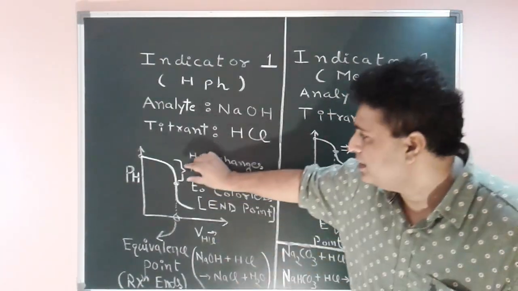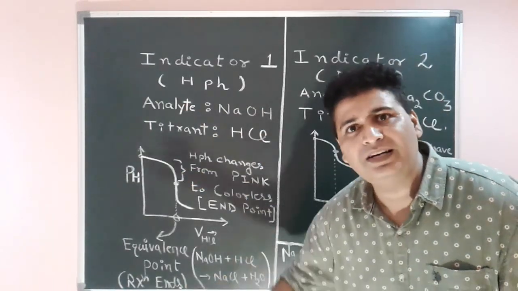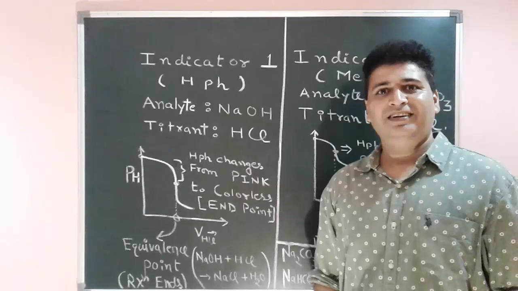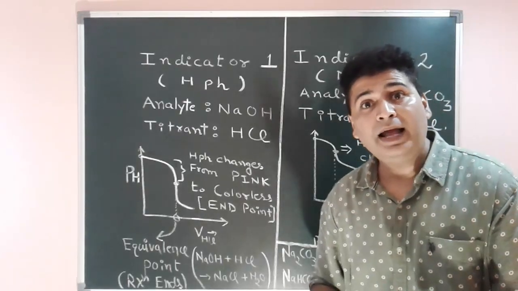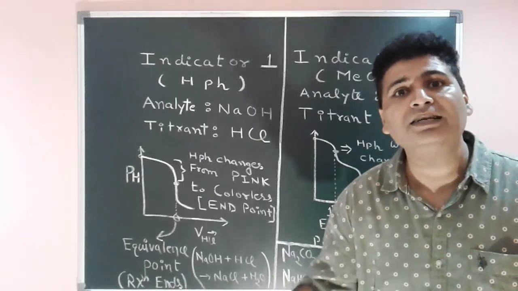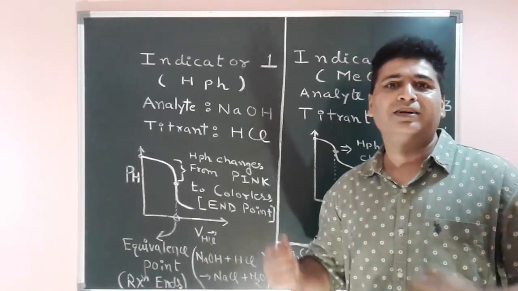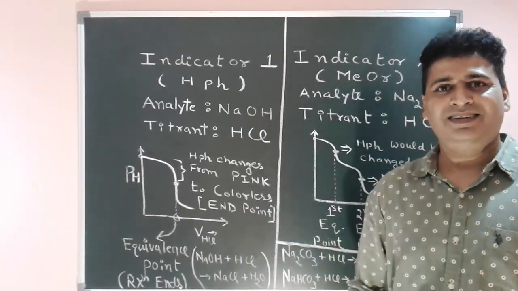It comes in this range. So as soon as this plunge is coming, the phenolphthalein is changing its color. It's called the end point, and the end point is letting us know that the equivalence point has arrived. So I hope this particular thing must be understood.